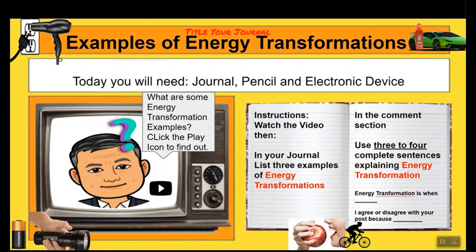After you have listed the 3 examples of energy transformations, in the comment section of your Schoology, you will use 3 to 4 complete sentences explaining energy transformation. Use the sentence stem, energy transformation is when, to help you complete your thoughts. Also agree or disagree with another student's post using the sentence stem. Be sure to be courteous and respectful.